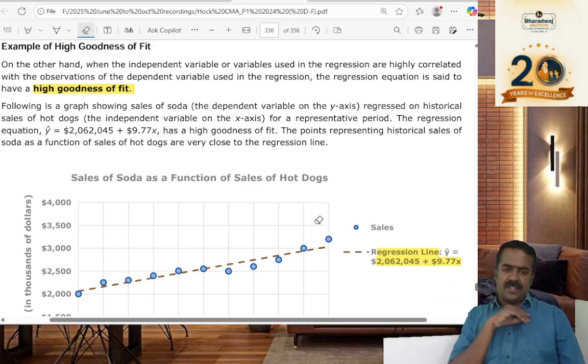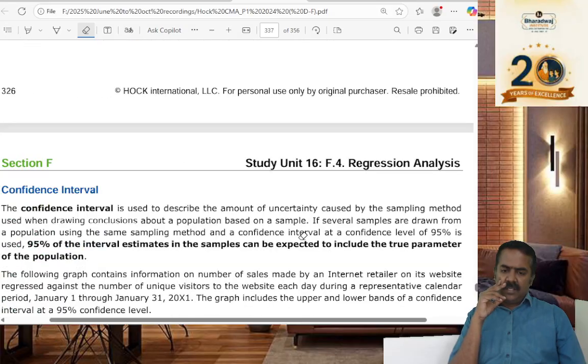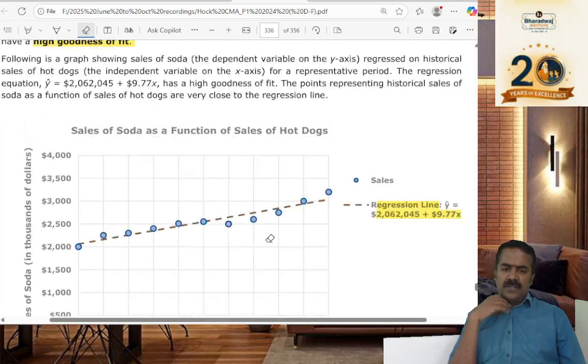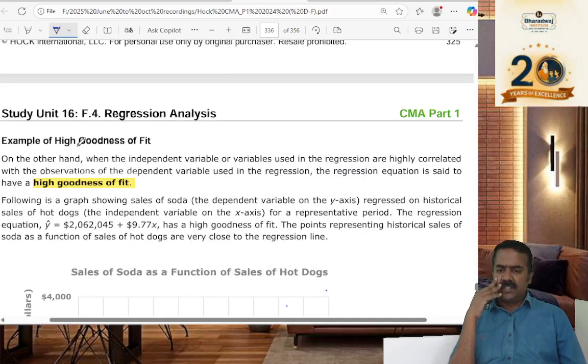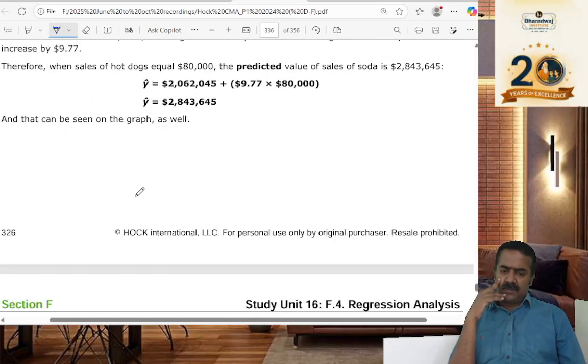High goodness of fit. What is low goodness of fit? It will not be like this. For example, our sales can be like this, it can be scattered on multiple sides like this. That is called as what? Low goodness of fit. So high goodness of fit is that.